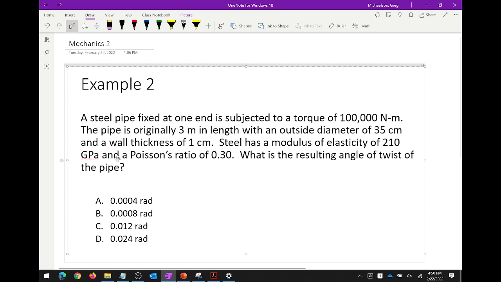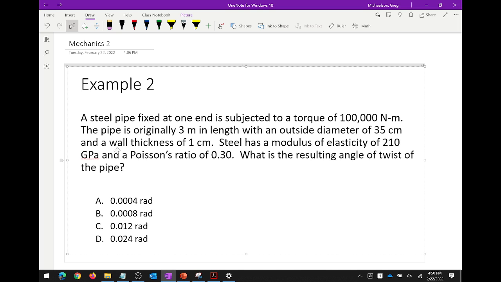All right, a steel pipe is fixed on one end and subjected to a torque of 100,000 Newton meters. The pipe is originally 3 meters in length with an outside diameter of 35 centimeters and a wall thickness of 1 centimeter. So we got to be careful about these dimensions here, because getting the inner diameter is an easy mistake on the FE exam, and I want to make sure that we're clear on this. Steel has a modulus of elasticity of 210 gigapascals. That is about 29,000 KSI, by the way. That's pretty close. And a Poisson's ratio of 0.3. What is the resulting angle of twist?